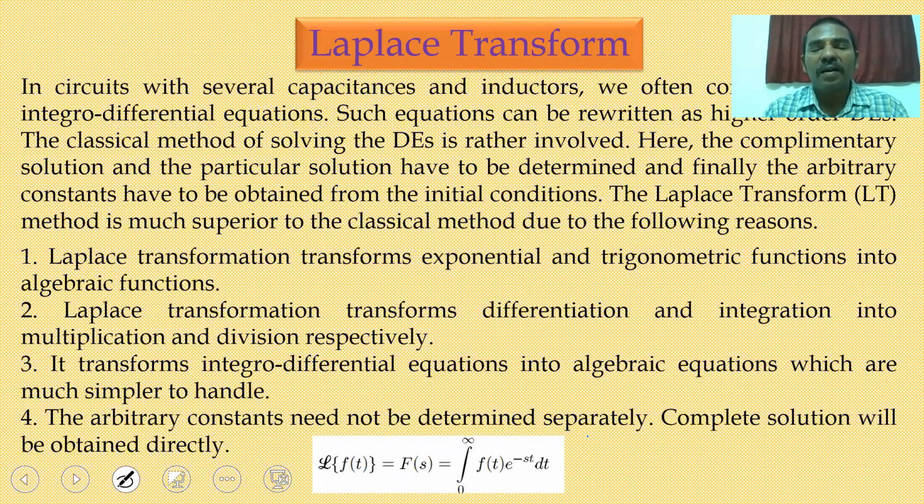So the conventional method is time domain analysis. In the time domain analysis, even for simple first order systems, you have to go for the complementary function and particular integral. To find the constants of these, you have to go for the initial values. By applying the initial values, you calculate the constants.